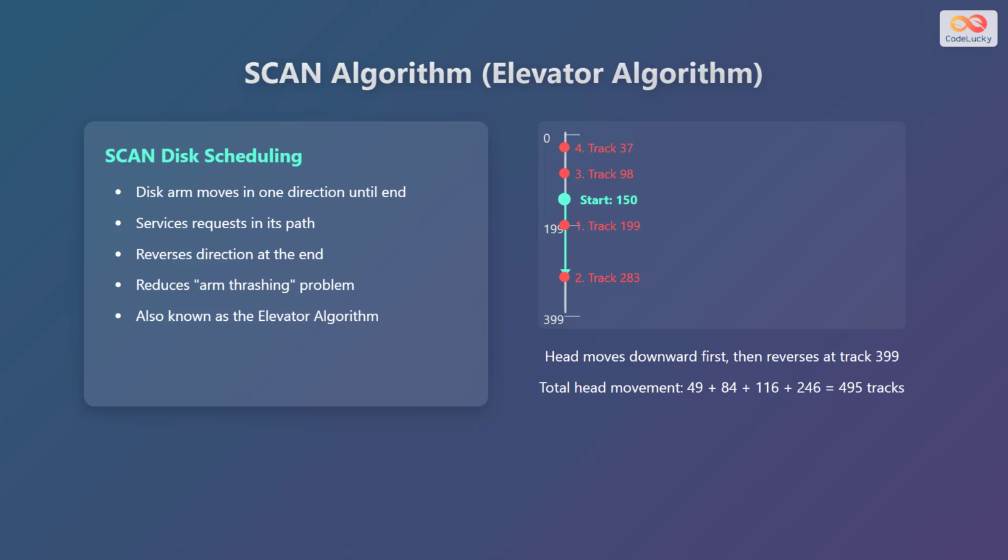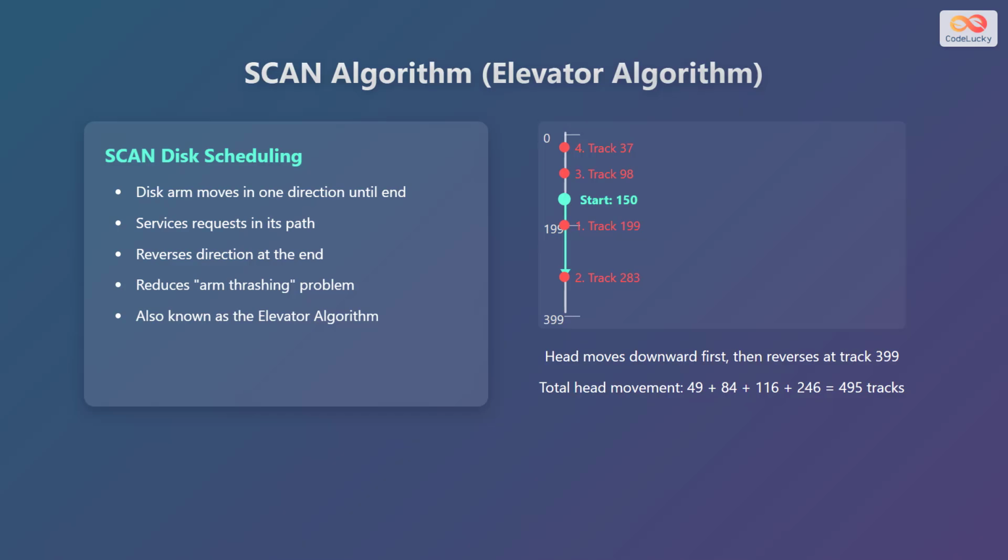Here is a pseudocode representation of the scan algorithm. The scan algorithm first moves to the end of the disk, servicing each request along the way. After reaching the end, the disk arm reverses direction and services each request on its way back. Here is an illustration. The head starts at track 150. The disk head continues downward, servicing tracks 199, 283, and 399. At the end, it reverses direction and services tracks 98 and 37.